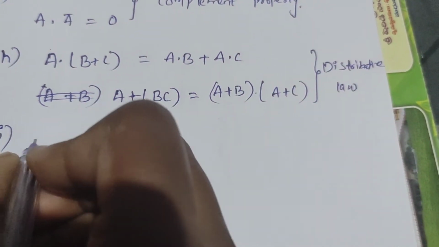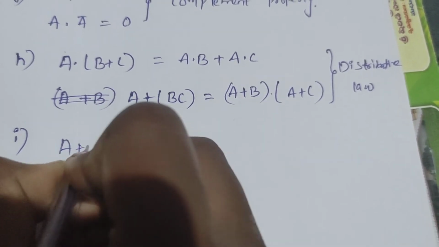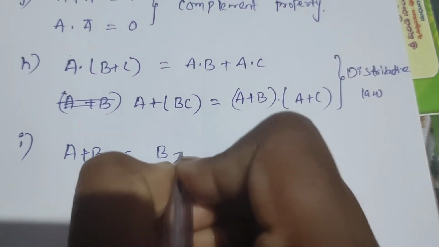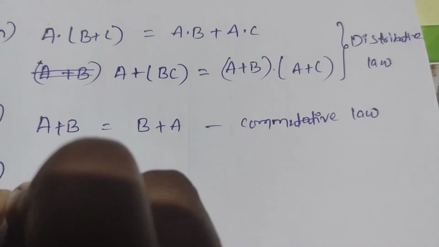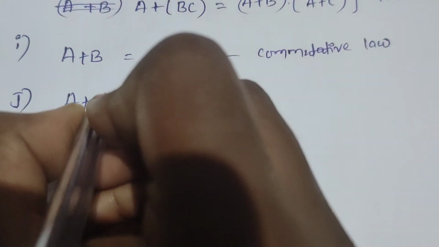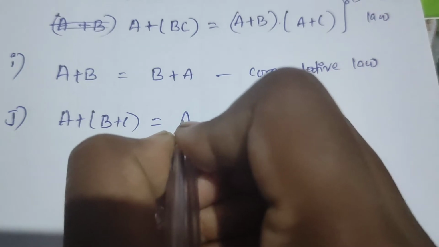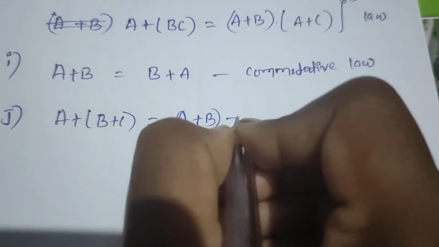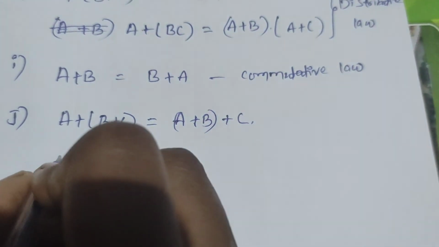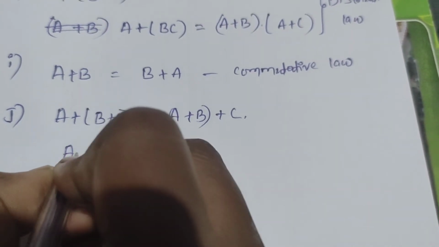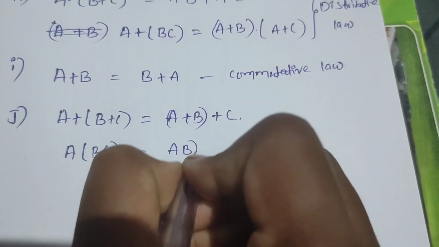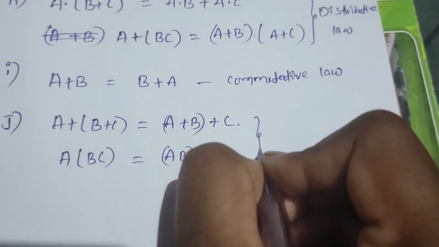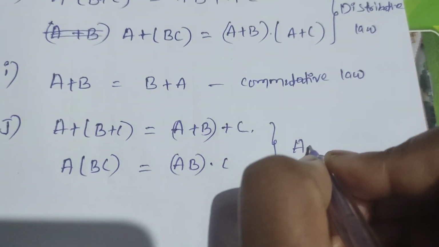Next one is a plus b is equal to b plus a. This is the commutative law. And next one, a plus (b plus c) is equal to (a plus b) plus c. Same with the multiplication, a into (bc) is equal to (ab) multiplied by c. These two come under the associative law.